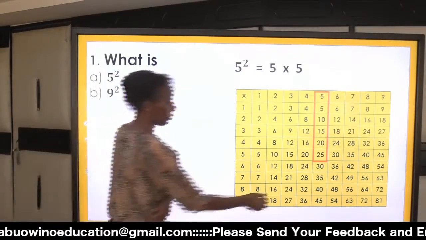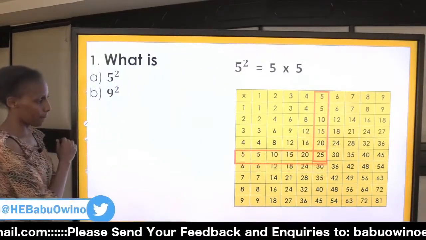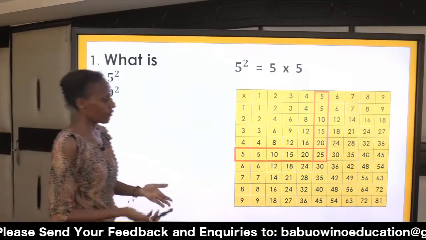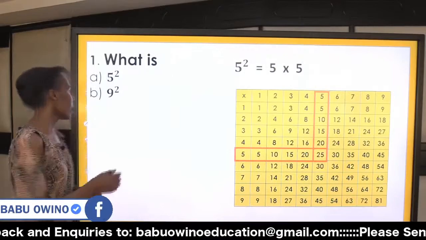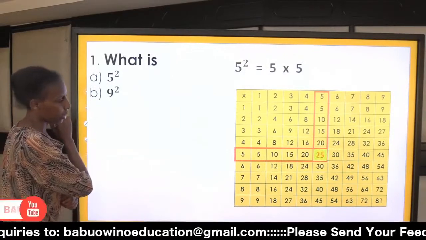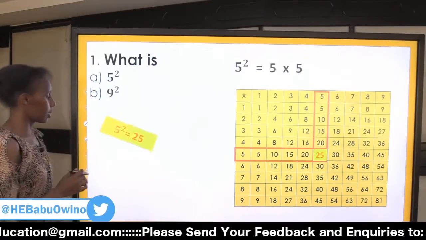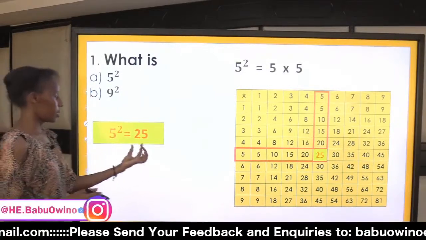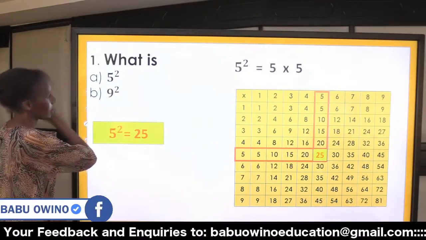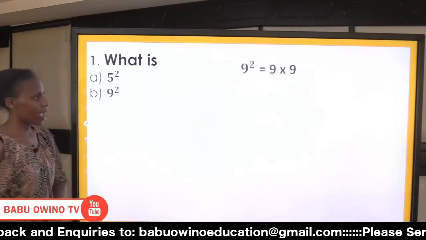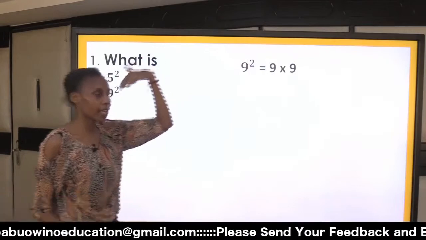Okay, you've seen what we've done. We've gone downward, and then the other one. What have we discovered? These 2 columns have met at 25. Okay, and therefore, our answer becomes 25. So 5 squared is the same as 25. How about our B, which is 9 squared? We interpret it as 9 multiplied by 9.